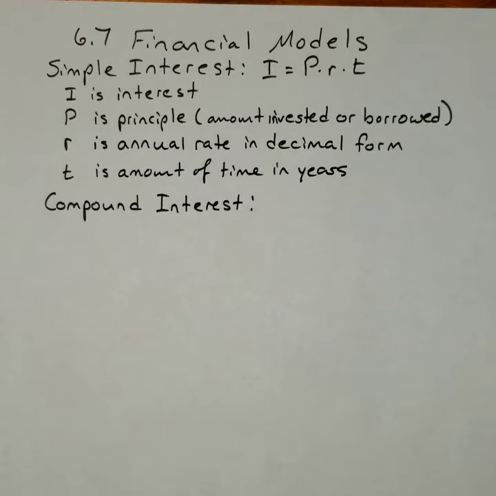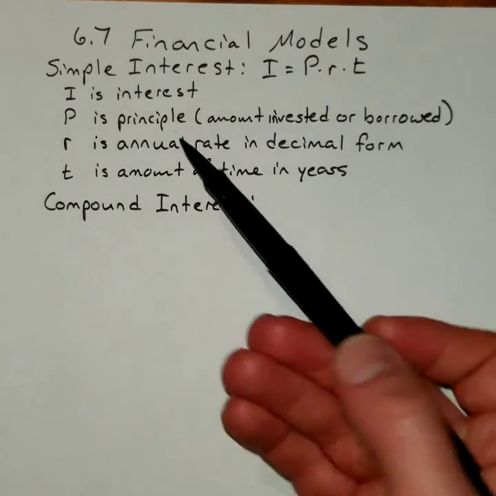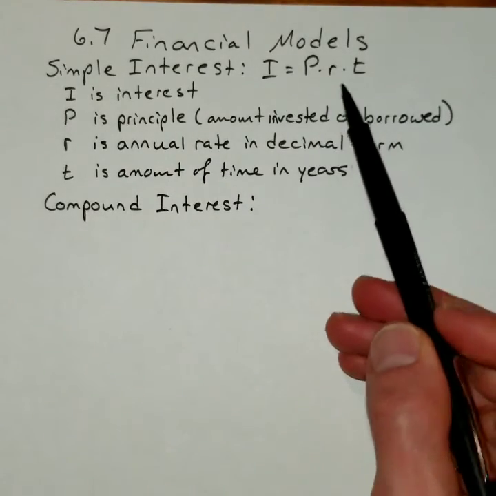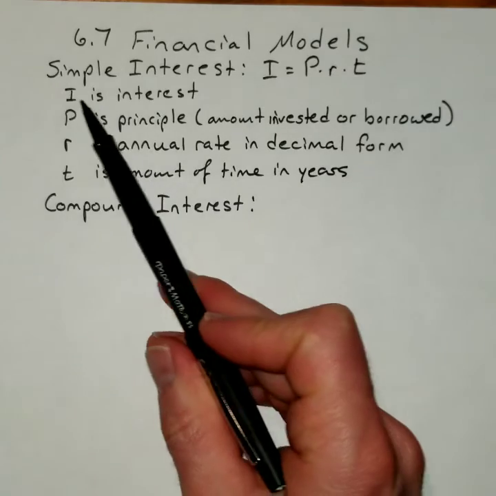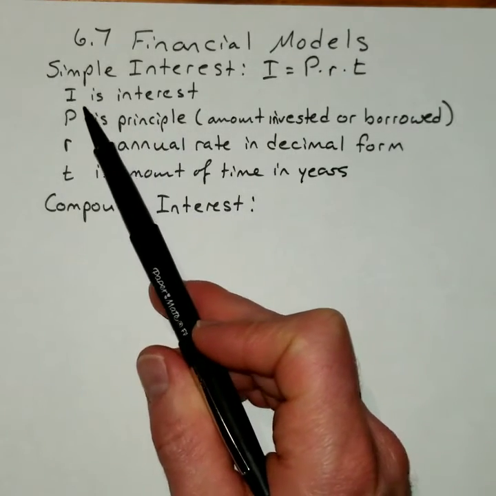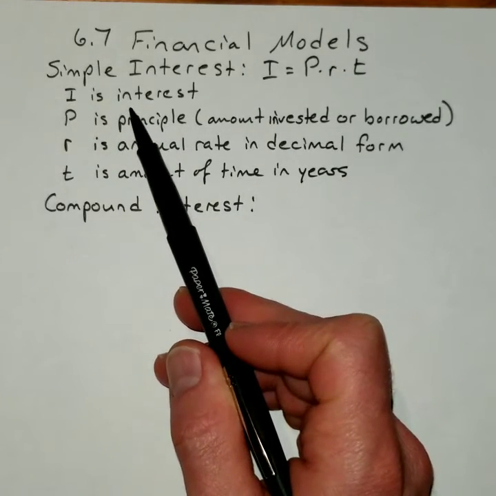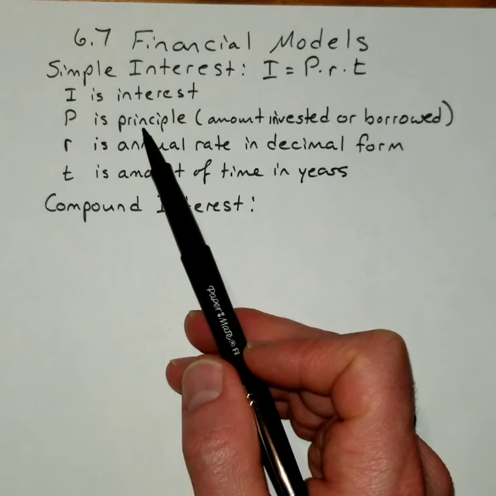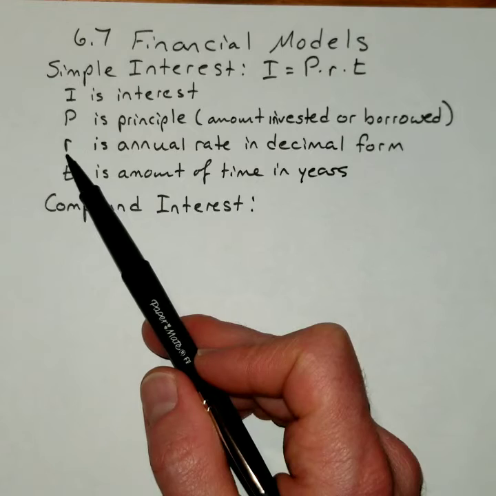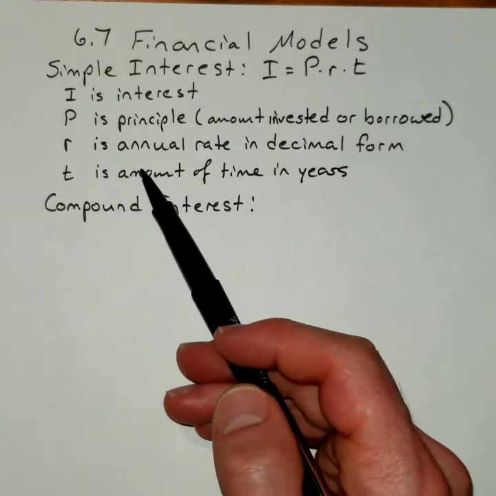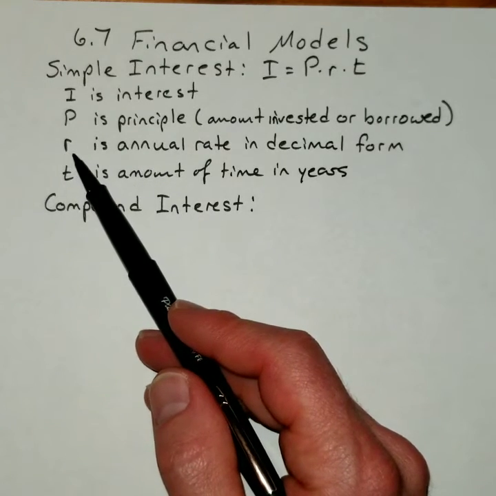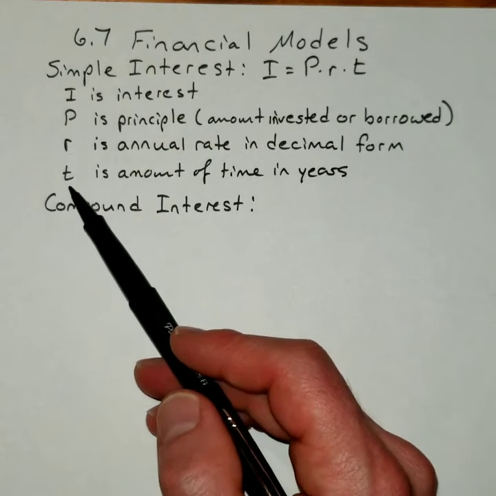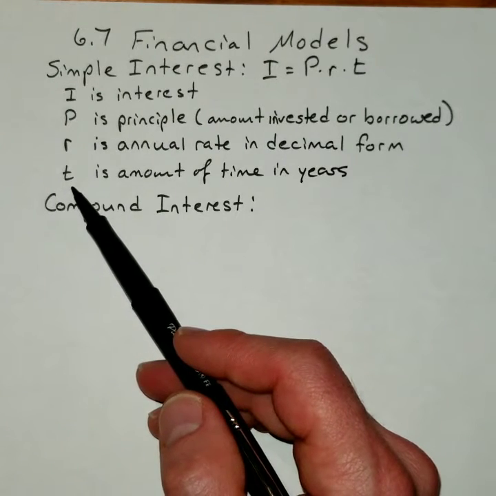All right, a very simple way to calculate interest is called the simple interest formula. I equals PRT. I'm sure you guys have seen this before. I is the amount of the interest that you earn. P is the principal, that's how much you actually invested or borrowed initially. R is the annual rate in decimal form, even though it will usually be given to us as a percent. And then T is the amount of time in years.